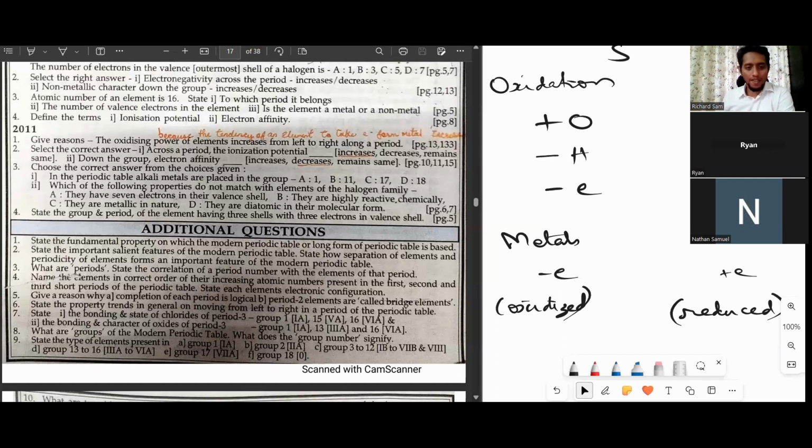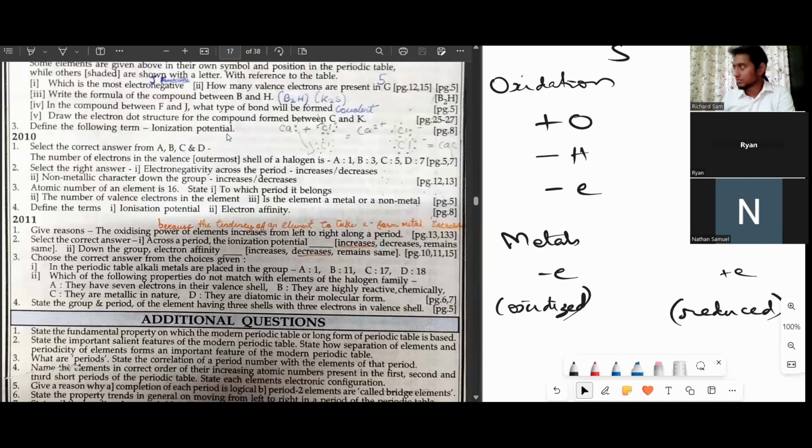Okay. All right. So it is 3A here, not 3B. Third group means we're talking about the 3A group. Yeah. All right. Any doubt?